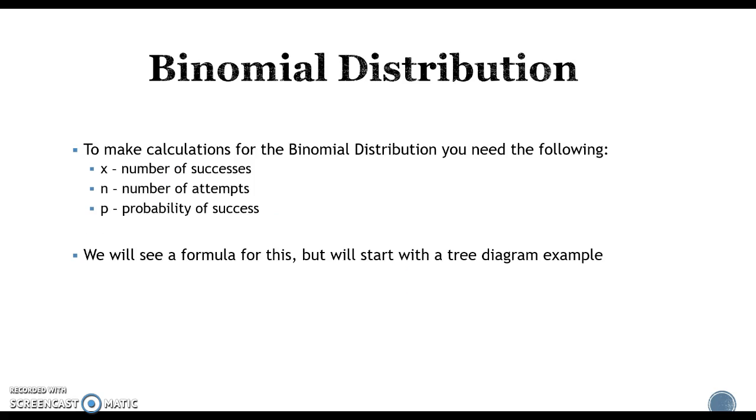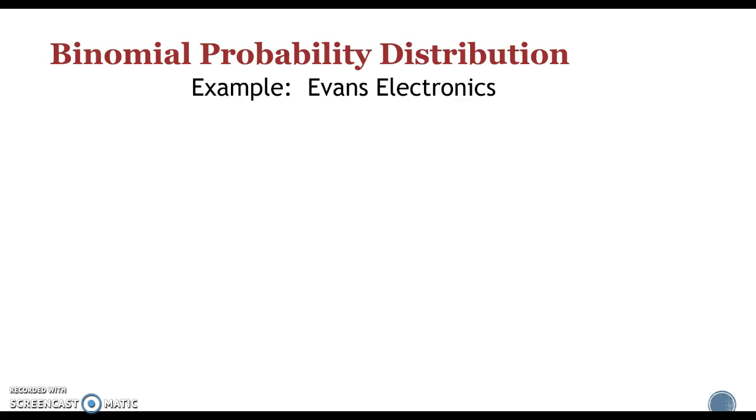To do a binomial distribution, there are a couple of things that we need. We have to set a number of successes that we're hoping for, something that we're looking for. We have a certain number of attempts, and then we have a probability of success. So we'll need all of those three. But before we do that, let's really look at an example.